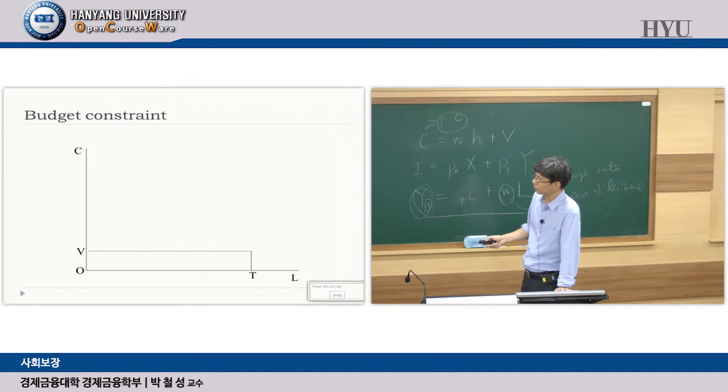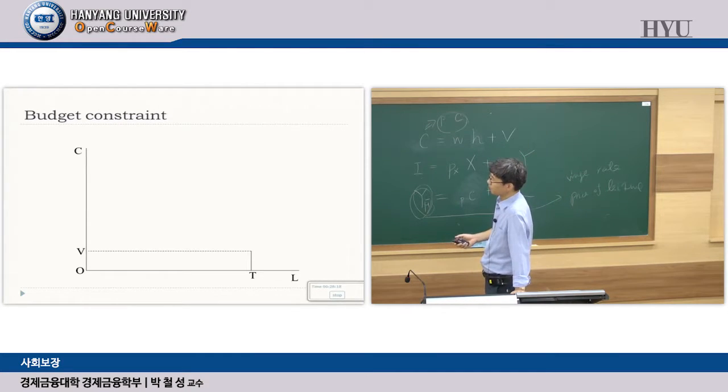First, let's assume non-labor income. Think of non-labor income. Non-labor income is the income this person gets without any work. So if this person gets leisure hour of T, still this person will get V. So that's how we indicate that this vertical distance, at point T, this person will get V dollars. That's what it simply means.